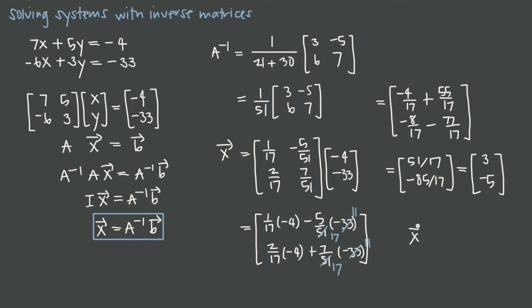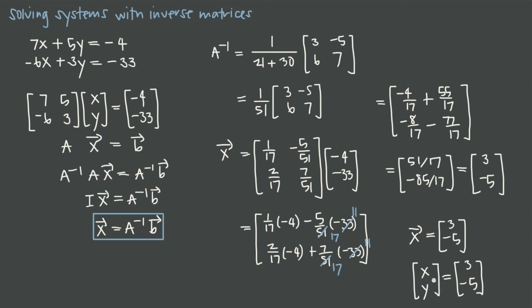Let's just go ahead and write x equals 3, -5. Or we could say the vector xy is equal to 3, -5. So 3, -5 is the solution to our system, x equals 3 and y equals -5, which we found simply by taking the inverse of our coefficient matrix A to get A inverse, and then we multiplied that matrix by the solution vector, in this case -4, -33, to get the result.